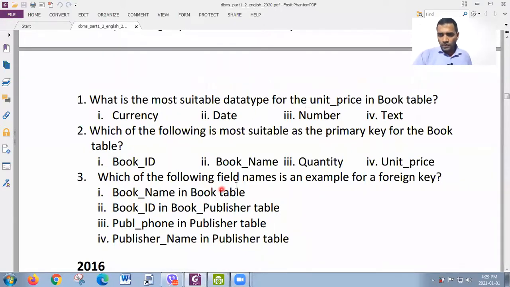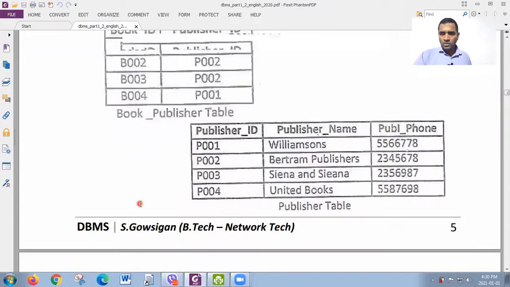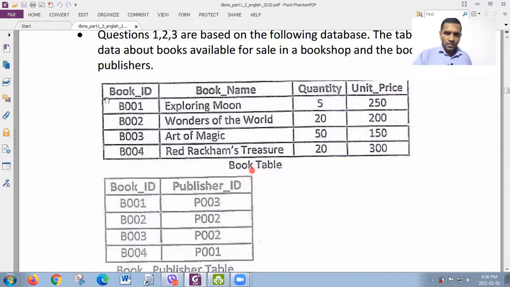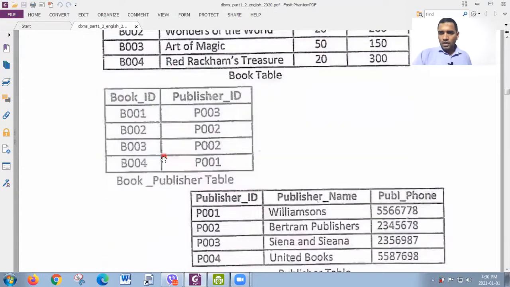Question number three. Which of the following field names, sorry, which of the following field names is an example for a foreign key? Okay, so since it's a foreign key, you don't need to spend time in taking your answers options one by one. Go and find your foreign key first. Okay, so in book table, we have already identified the primary key. This is book ID. Okay, right. And let's take the book publisher table now.